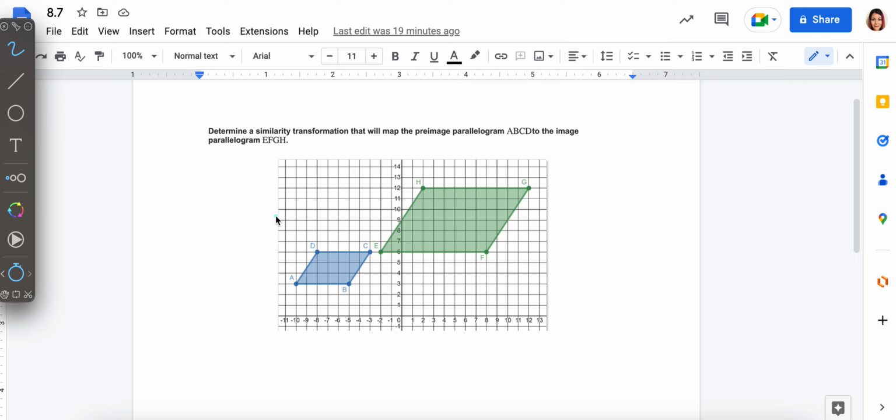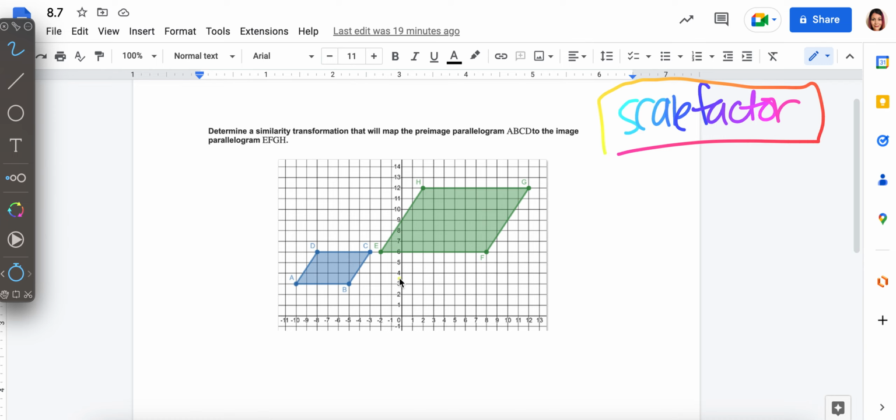They already told us it's similar, so we need to determine the scale factor. That is our first thing when we know that we are transforming similar figures. So to determine the scale factor, we can look at one of the sides. So this side right here, DC, is 1, 2, 3, 4, 5. So it's 5 lengths long. And its corresponding side here is HG. It goes from 2 to 12, so that's going to be 10 long. So 5 to 10, we know the scale factor.